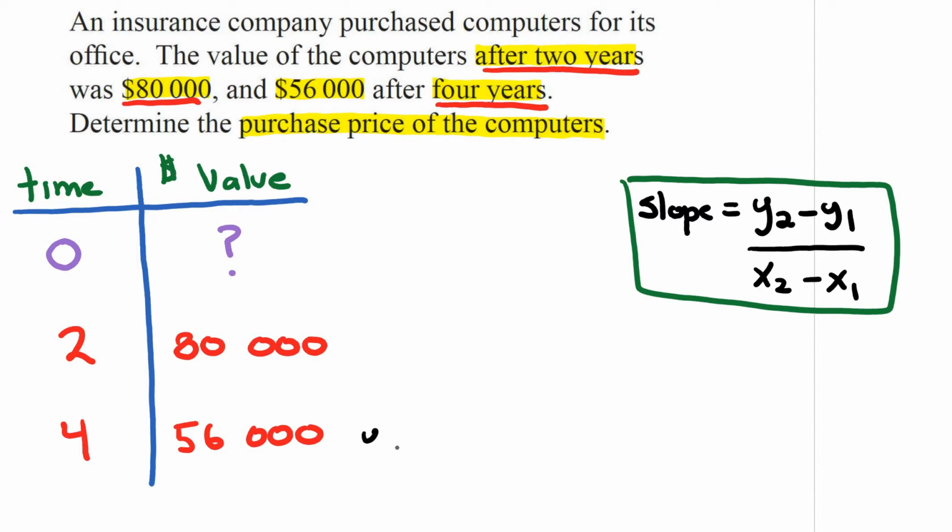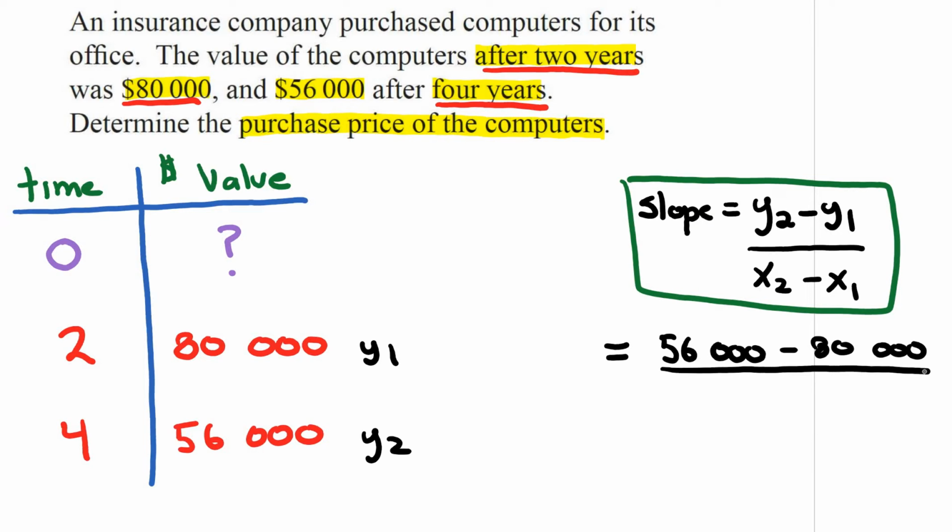I will label this as y2, and this will be y1. Using the slope formula, that'll be 56,000 minus 80,000 all over the difference in x values, so this is going to be x2 and x1, 4 minus 2 on the denominator. If you calculate this, you get negative 12,000 on the numerator and just 2 on the denominator, so negative 12,000 over 1. What that means is every year the computers lose $12,000 in value.